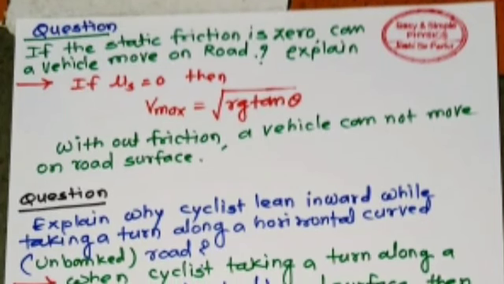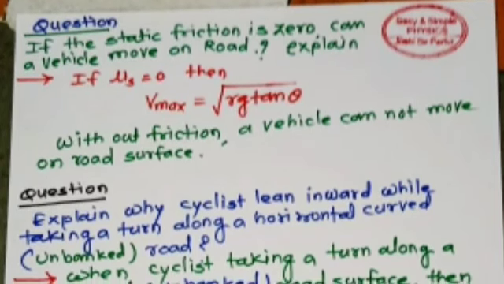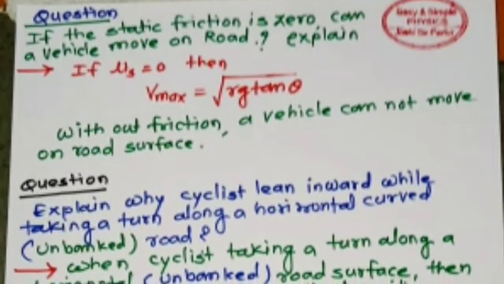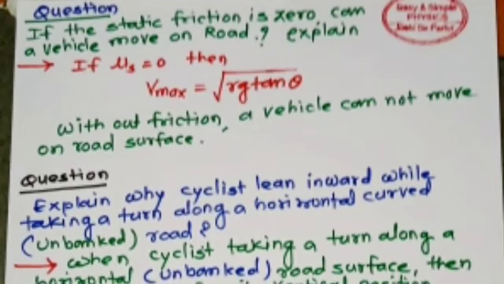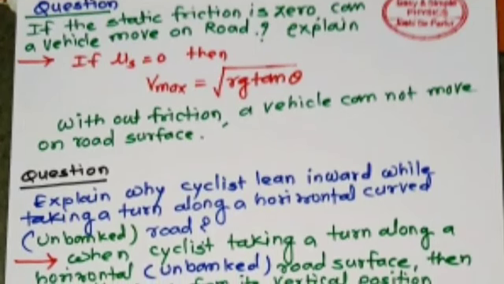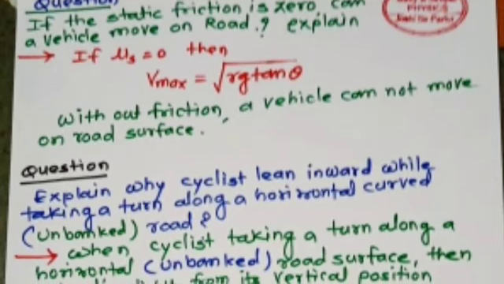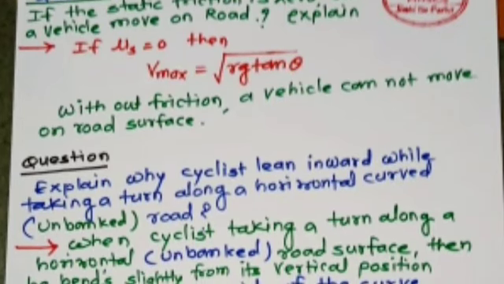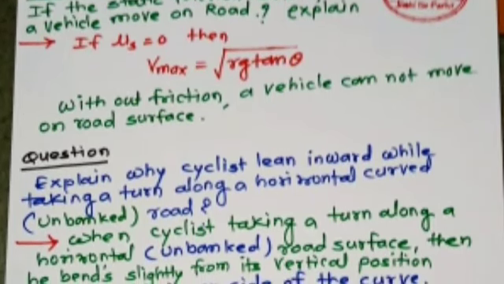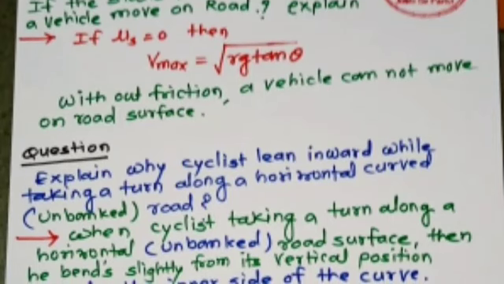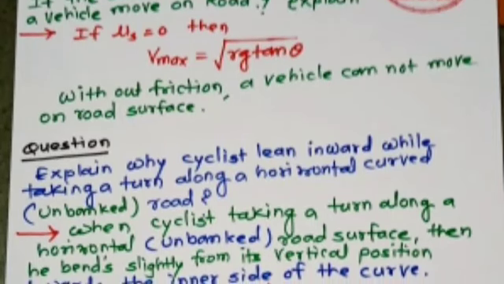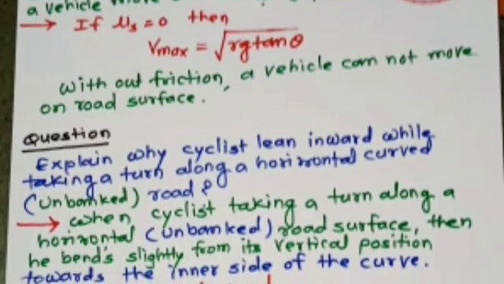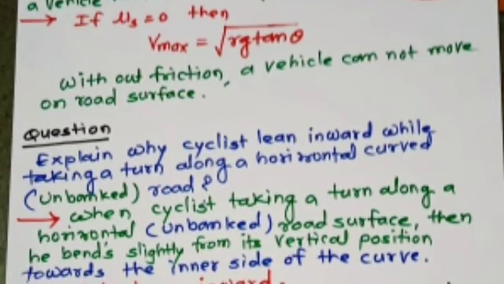Question can be seen. If the static friction is 0, can a vehicle move on a road? Explain. So answer is, if mu s is equal to 0, then v maximum is equal to square root of rg tan theta. Without friction, a vehicle cannot move on road surface. Another question. Explain why cyclists lean inward while taking a turn along a horizontal, means unbanked, curved road.